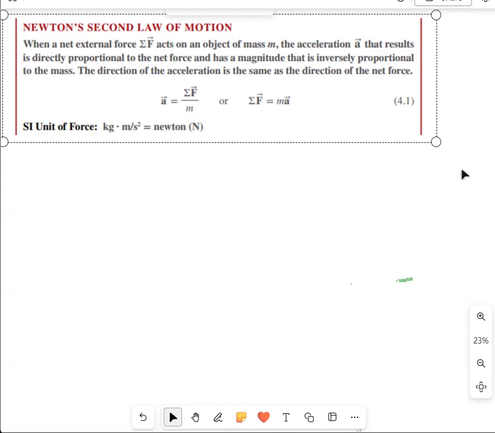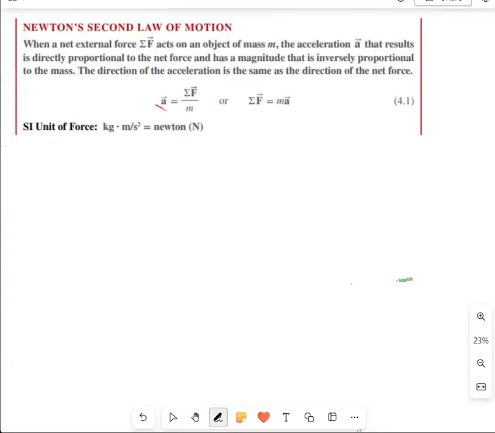What did he say? He said when a net external force acts on an object of mass m, the acceleration that results is directly proportional to the force and is inversely proportional to the mass. So there's a net force now; for us before, there was no net force. That's one way. Some people like to say that the force is proportional to the mass times the acceleration.